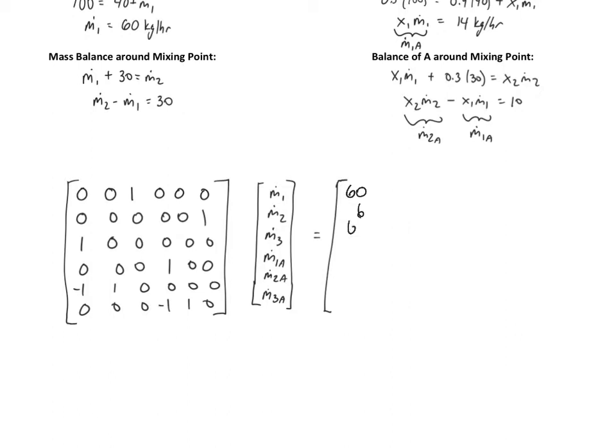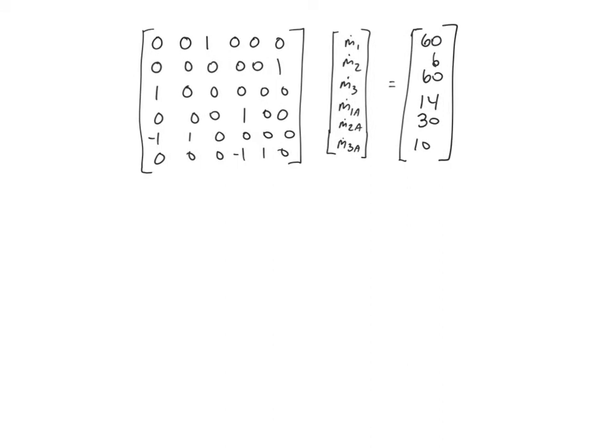6, 60, 14, 30, and 10. All right, so now what we can do is we can use linear algebra to solve this using Gaussian elimination. So the first thing we want to do is just reorder terms in a way that makes sense.